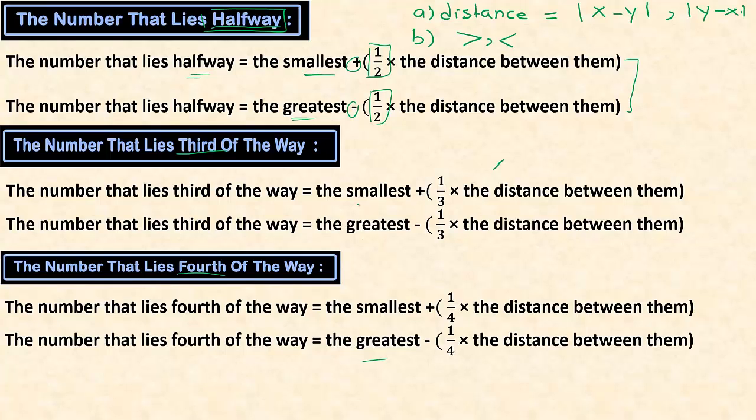If you want it from the smallest side, then the smallest number plus 1 over 3 times the distance between them. And if you want it from the greatest side, then greatest number minus 1 over 3 times the distance between them. And the same goes for the fourth. I am only going to change 1 over 3 to be 1 over 4.